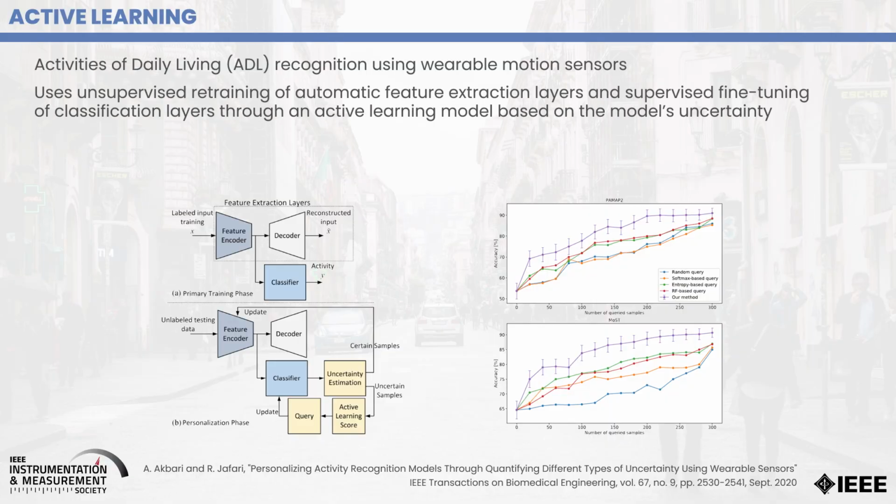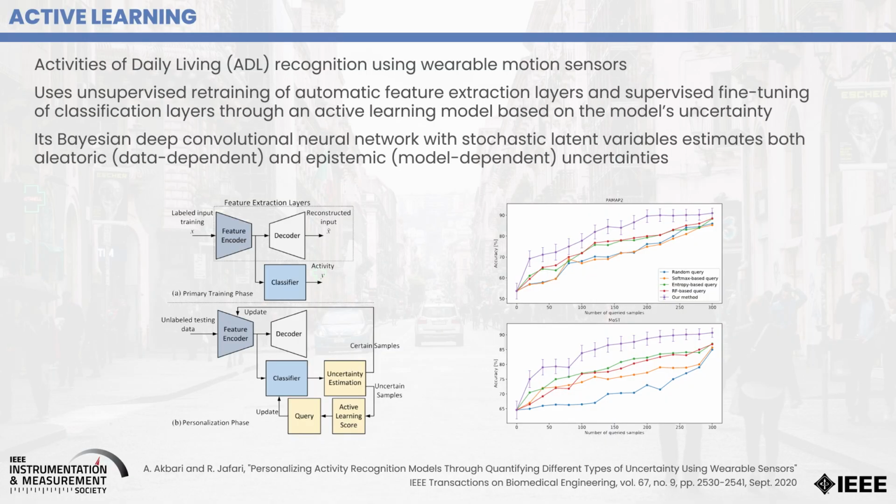Here is another example, which is an activity of daily living recognition system. It is trained with certain people, and then it is given to new people, and the idea is that this system can determine what the person is doing in their daily living. It's a wearable motion sensor, basically. And what they have done, which is interesting, is that not only do they classify what the person is doing, but they also estimate the uncertainty.